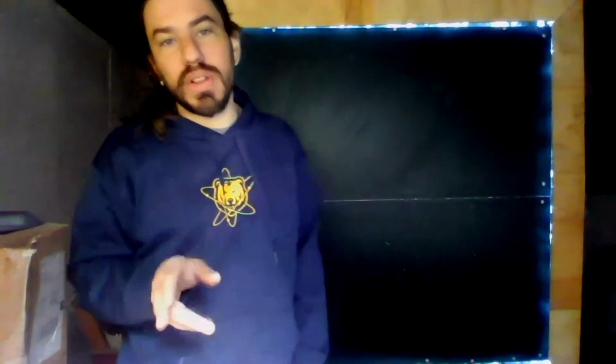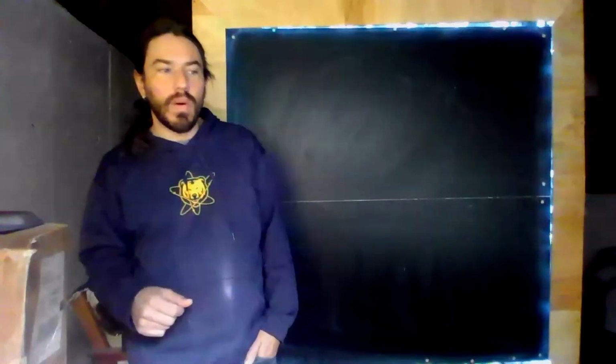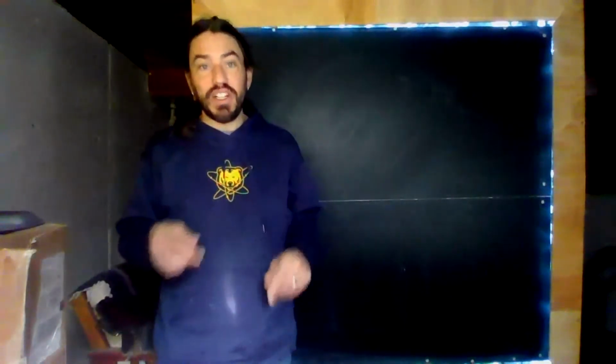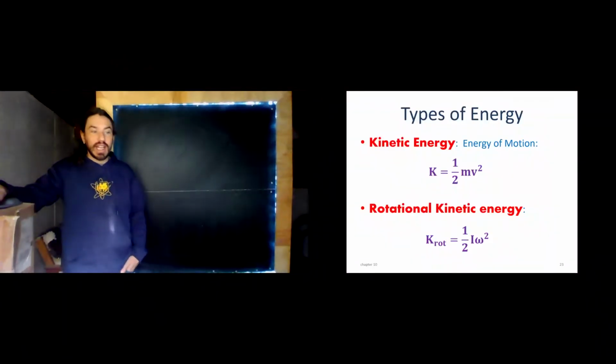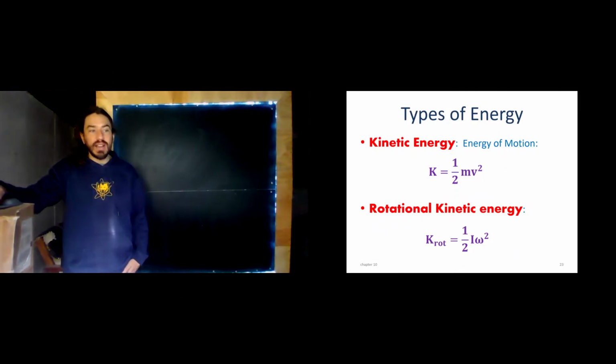In this lecture, I want to present the equations for the different types of energy that we'll be using in this chapter. We're not going to have an equation for every single type of energy, but these are the equations for the mechanical forms of energy and thermal energy that we'll be covering in this chapter. So we have kinetic energy, which I've previously introduced as energy of motion.